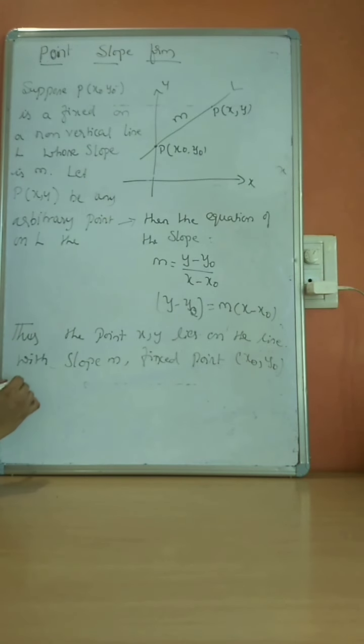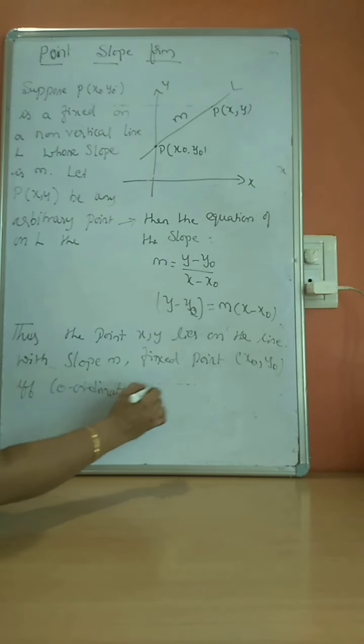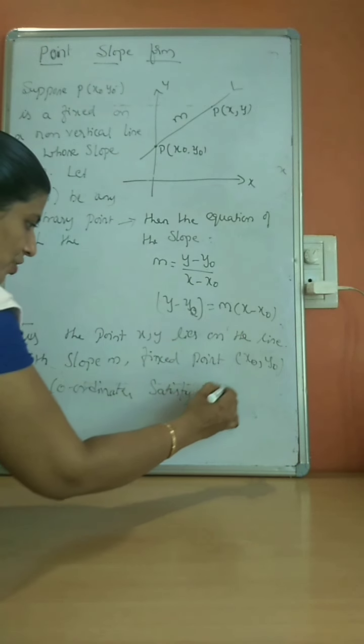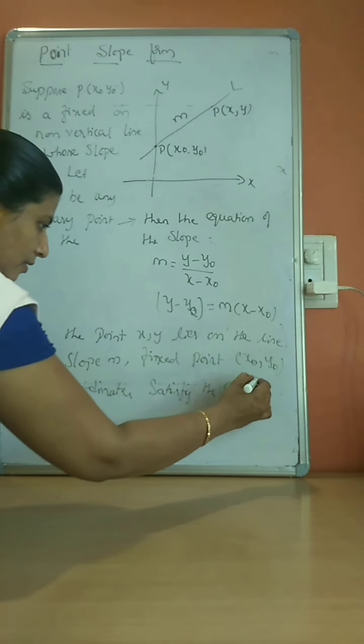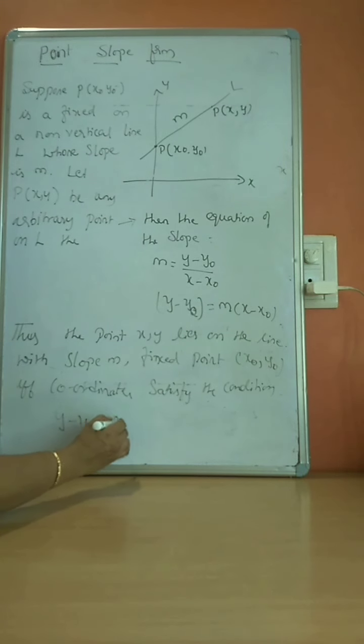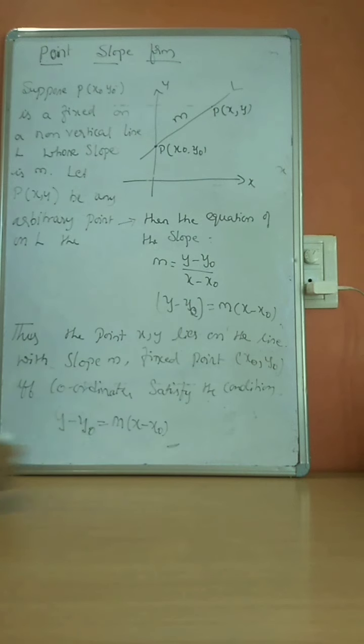if and only if coordinates satisfy the condition y minus y naught is equal to m into x minus x naught. If this condition is satisfied, we have to do.